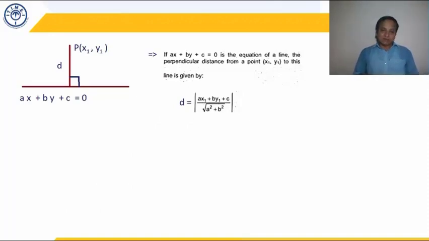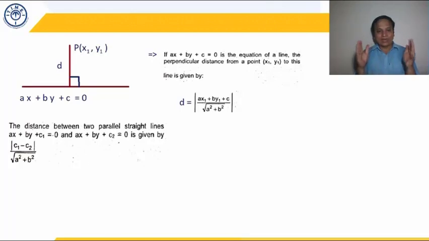If ax plus by plus c equal to 0 is the equation of a line, the perpendicular distance from the point (x1, y1) to this line is given by, we just divide the entire equation by under root of coefficient of x square plus y square, put a modulus sign because distance cannot be negative, and put the value of the coordinate x1, y1 in the equation of the line. So in this way, we get the distance between a point and a straight line. Between a given point and a given straight line, there is always only one distance possible, that is perpendicular distance or the shortest possible distance.